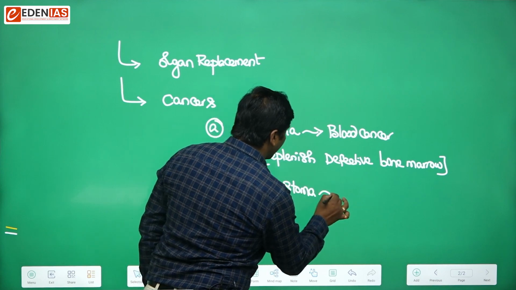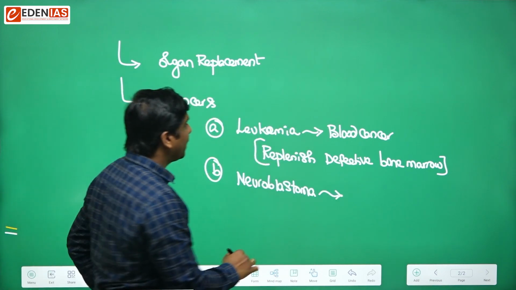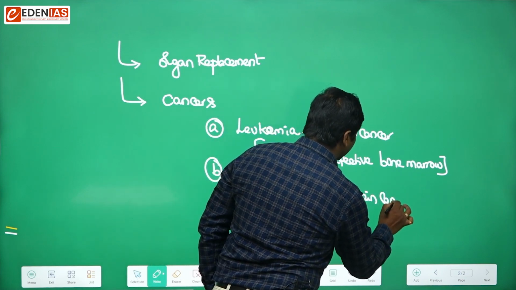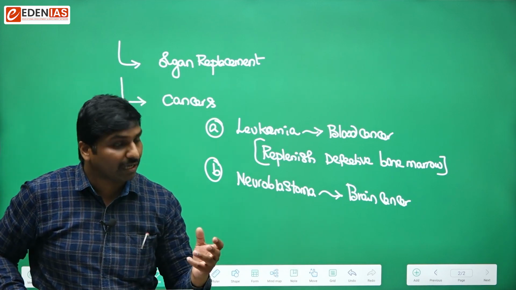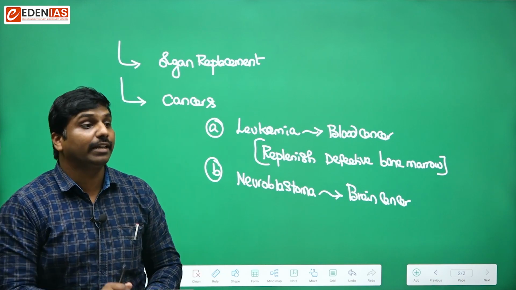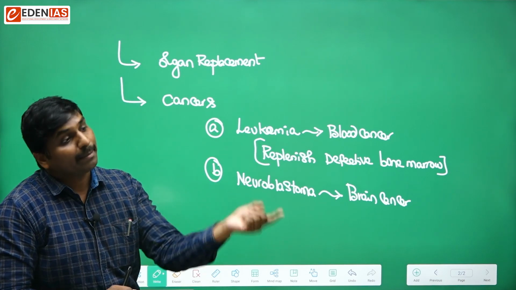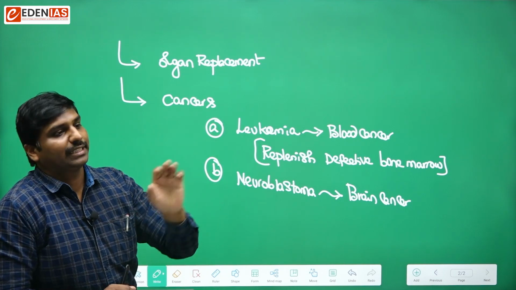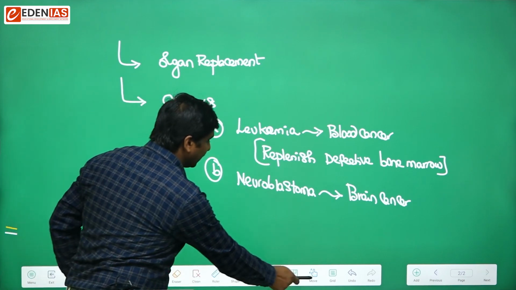Neuroblastoma is a kind of cancer of the brain. In simple terms, a brain cancer. To treat neuroblastoma and similar brain cancers, we can use stem cells, injecting healthy brain-related stem cells so that healthy tissues and healthy cells in the brain would develop, and thus the disease can be cured. So that is one more application.